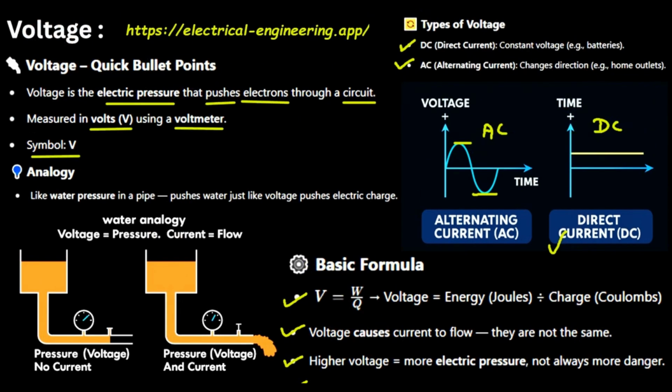To summarize, voltage is the electric pressure that pushes electrons. It's measured in volts, it comes in two main types, AC and DC, and it's the driving force behind electric current.